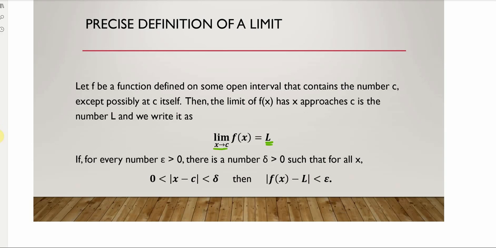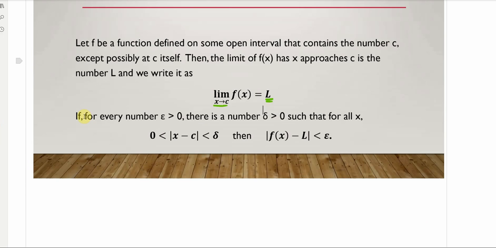Now, what does it mean by the precise definition? The precise definition is going to say, for every epsilon greater than 0, there is a delta greater than 0, such that for all x, where the absolute value of x minus c is between 0 and delta, then that's going to imply that the absolute value of f of x minus L is going to be less than epsilon. So you're going to be looking at that, and this is where a lot of students get lost right here.